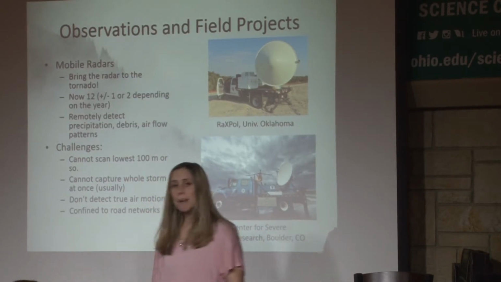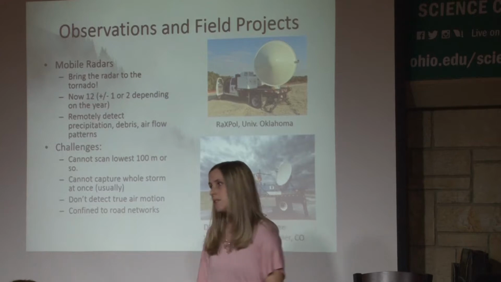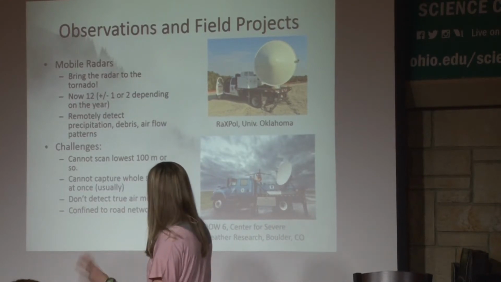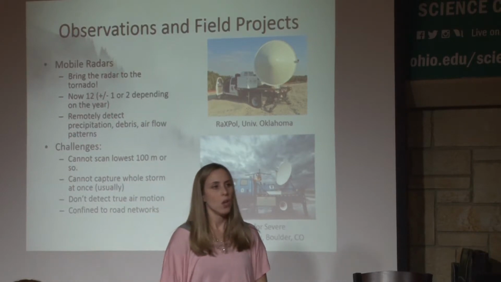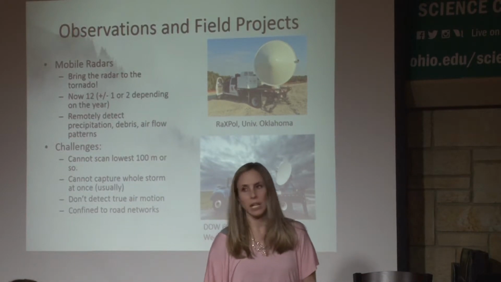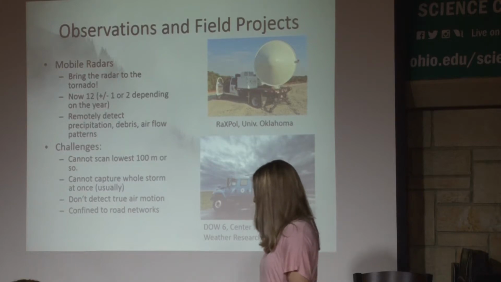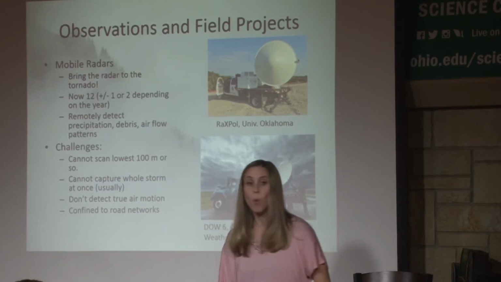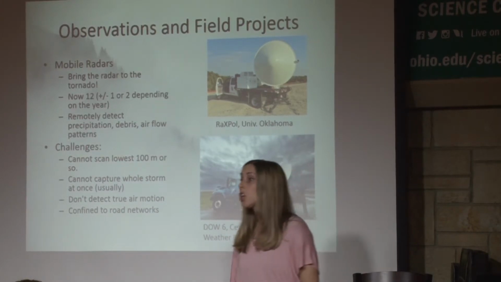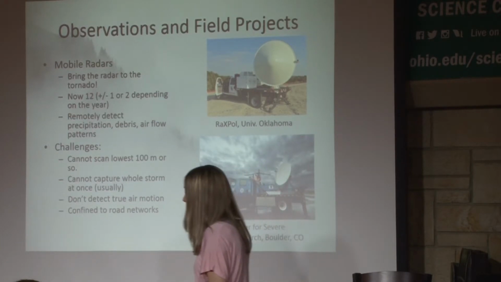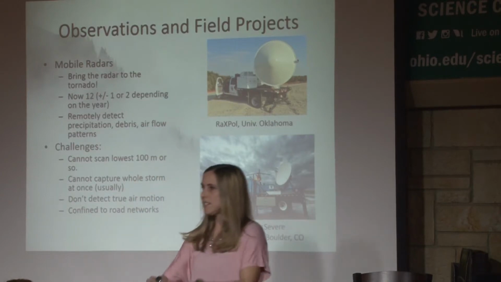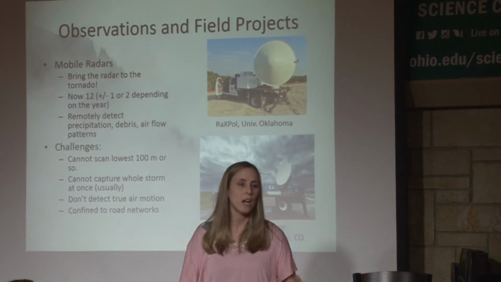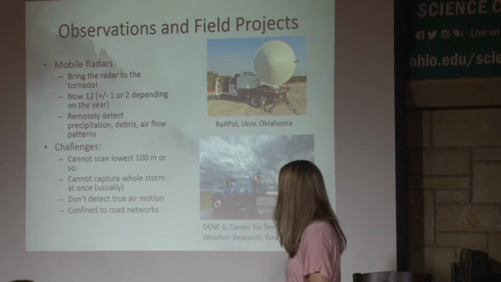So there are roughly about 12 or so of these mobile radars in the field currently, plus or minus one or two depending on the year. But these are really important because they can sort of safely and remotely look at tornadoes and the storms around them to detect important qualities of the storm, including things like the wind field characteristics as well as the precipitation distribution. And you can get this in a pseudo-continuous manner, at least temporally and spatially.